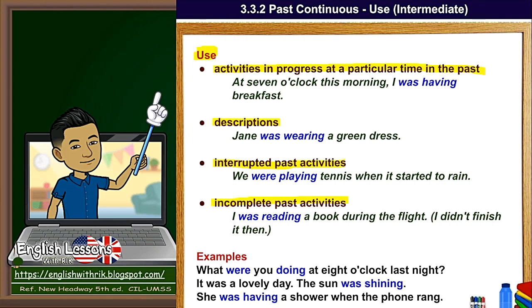Here are some more examples. What were you doing at 8 o'clock last night? It was a lovely day. The sun was shining. She was having a shower when the phone rang.